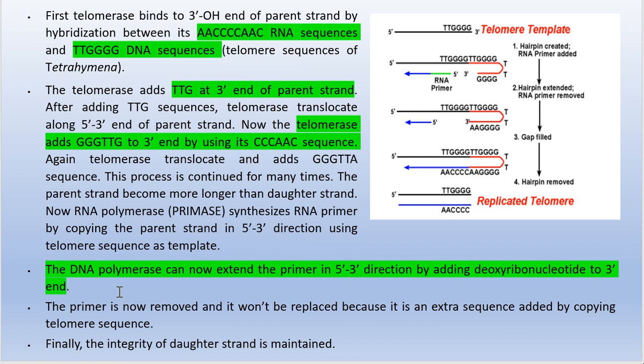The DNA polymerase can now extend the primer in the 5' to 3' direction by adding deoxyribonucleotides to the 3' end. The primer is now removed and it won't be replaced because it is an extra sequence added by copying the telomere sequence. And finally, the integrity of the daughter strand is maintained. So this is the DNA replication method in eukaryotes. Thank you for watching this video.